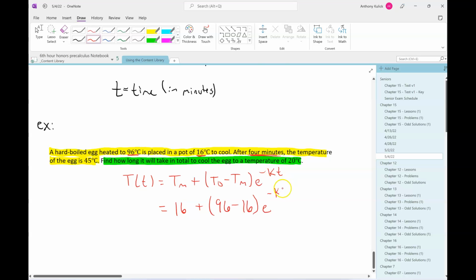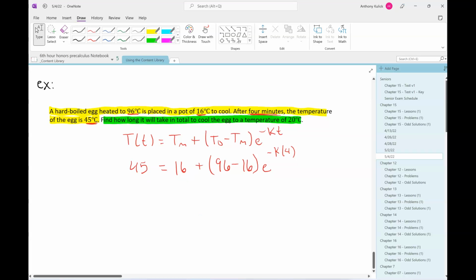4 minutes tells me, hopefully nobody's confused, that that's little t. So the 45 degrees must be the T of T. Okay. Well, let's solve here. What's the first thing I should do? Subtract the 16, that's good. And then 96 minus 16 is just 80. I'm going to go ahead and do that arithmetic at the same time. Everybody's cool?